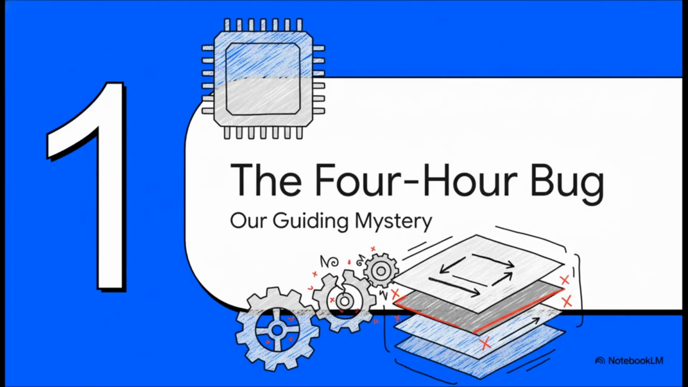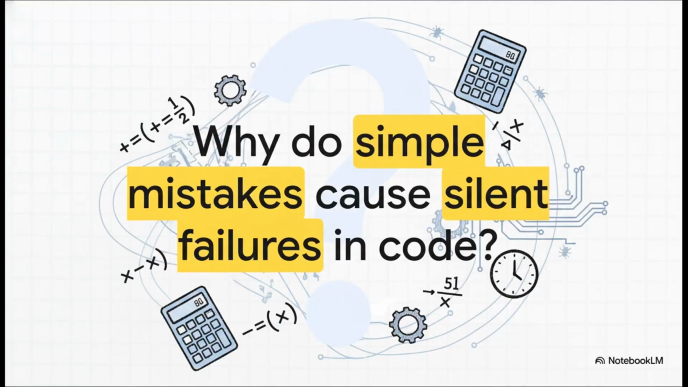So we're going to call this the 4-hour bug, and we'll use it as our guide today, because this problem wasn't really about 2 lines of code being swapped. No, it was about accidentally breaking the fundamental rules of the environment where that code was running. And that leads us straight to the big question for this whole explainer. Why is it that a seemingly simple mistake, like getting the order of operations wrong, can make our applications fail in ways that are just impossible to trace?